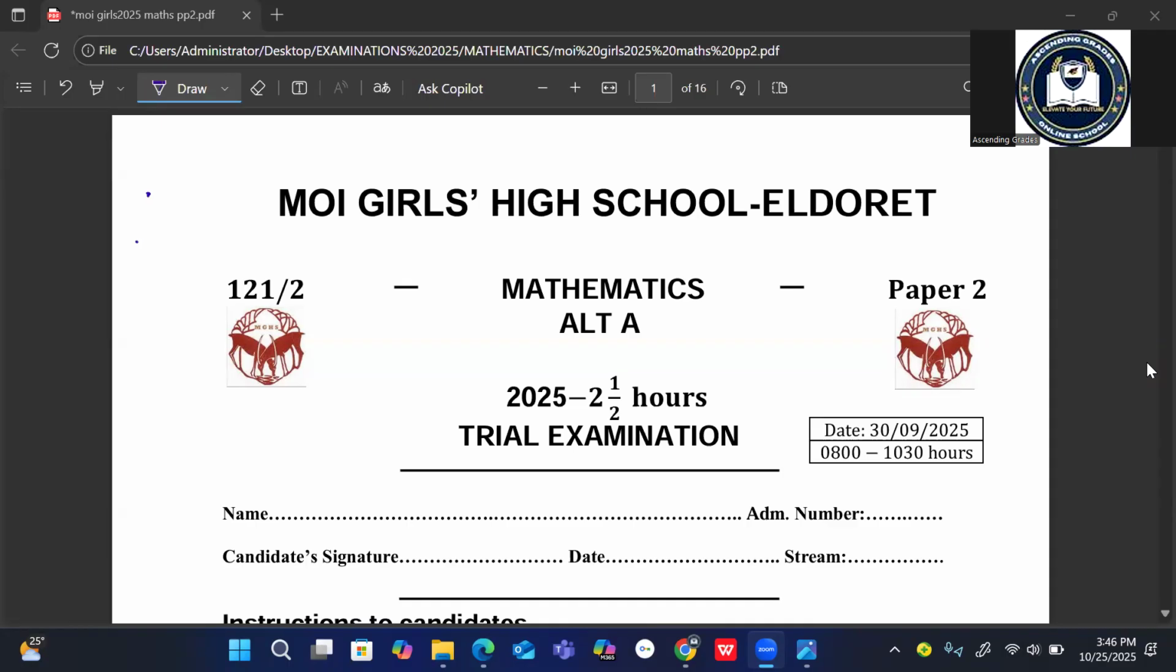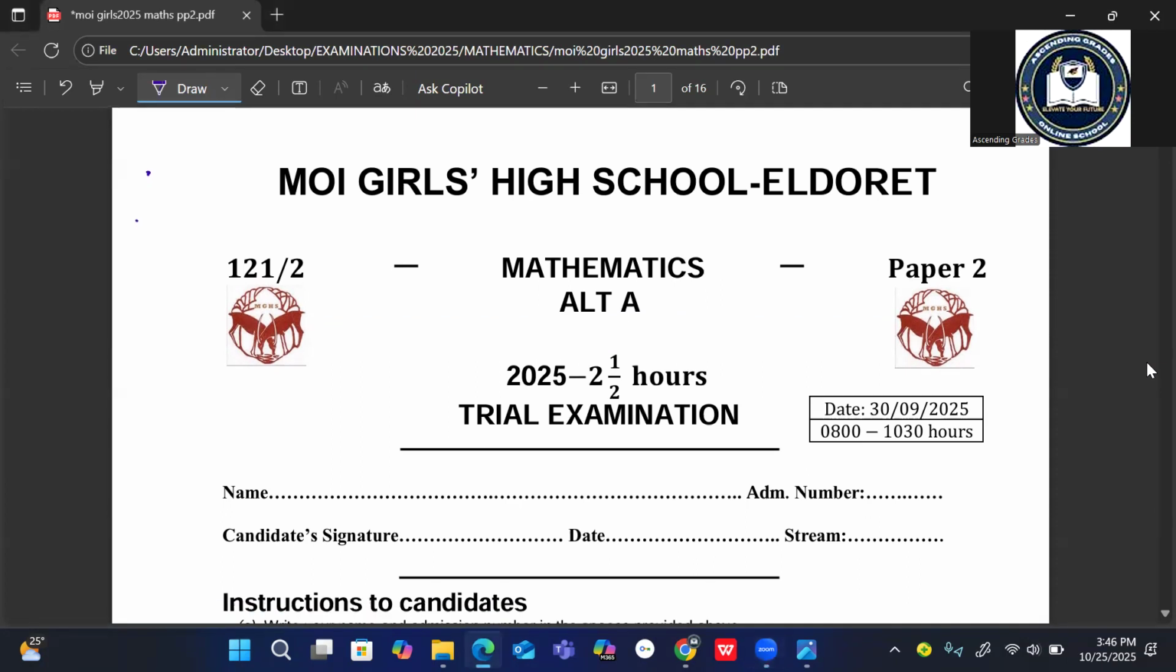Welcome to today's revision paper. We're going to tackle Moi Girls High School Eldoret, that is paper 2, section 1. Now we are going to tackle section 1, then section 2 will follow shortly after this.